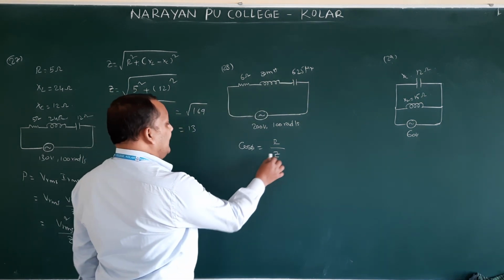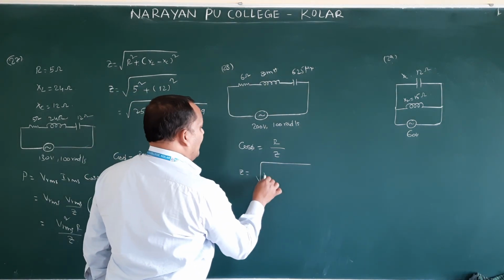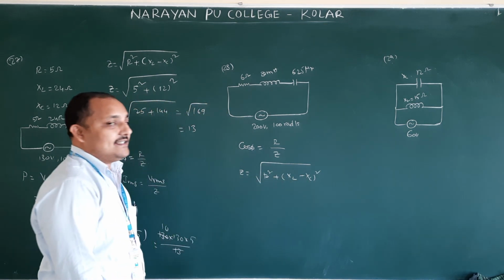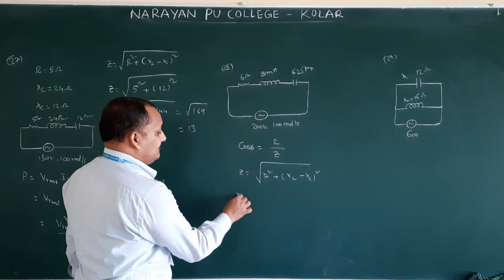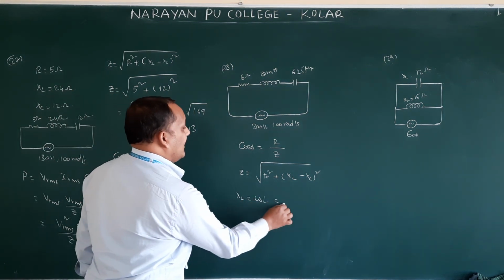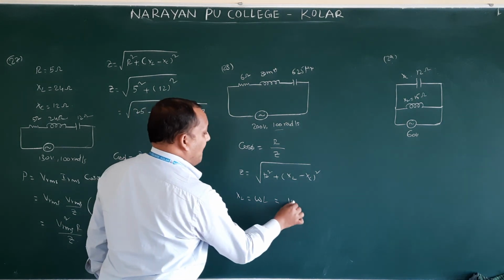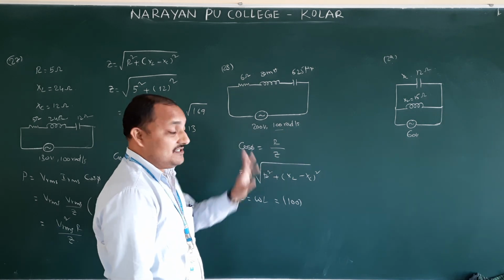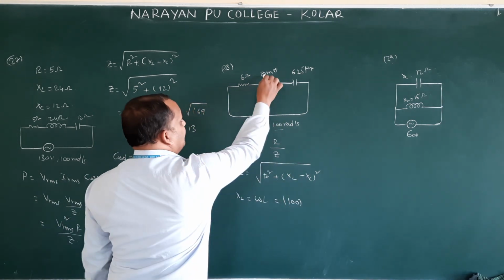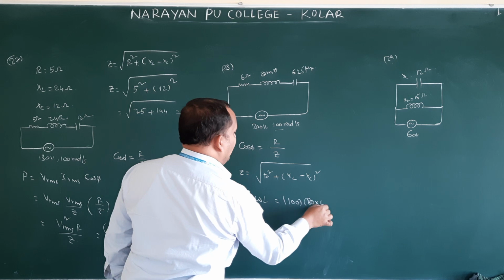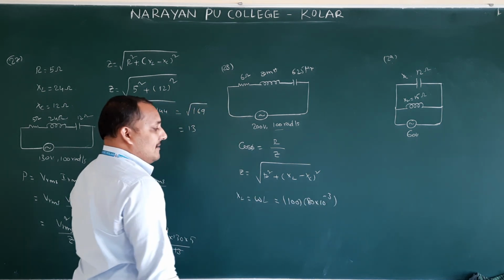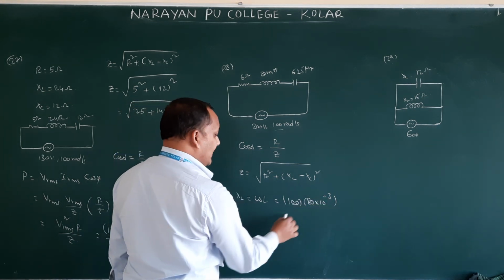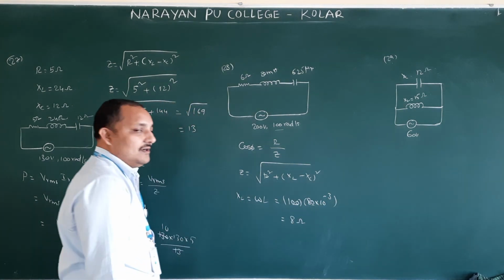Therefore, what is Z? Root of R square plus XL minus XC whole square. What is XL? Omega L. What is omega? 100. Whenever they give radian per second, that is omega, it just means that it is not frequency. 100 times the L value, 80 into 10 power minus 3. How many zeros? 3 zeros, 10 cube, 10 power minus 3. Therefore XL value is 8 ohms.